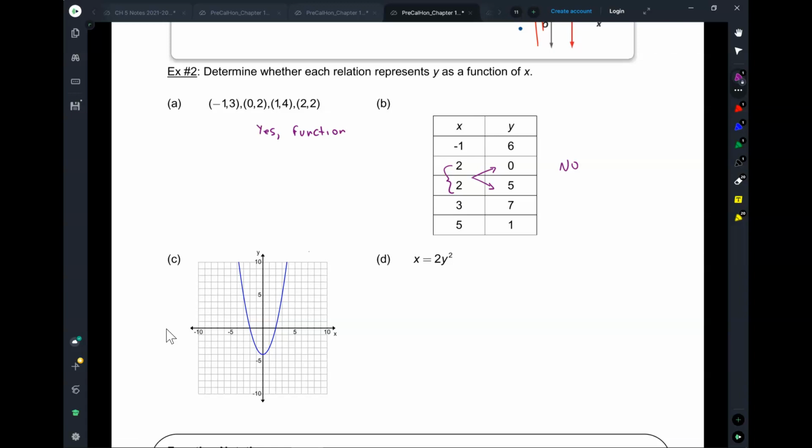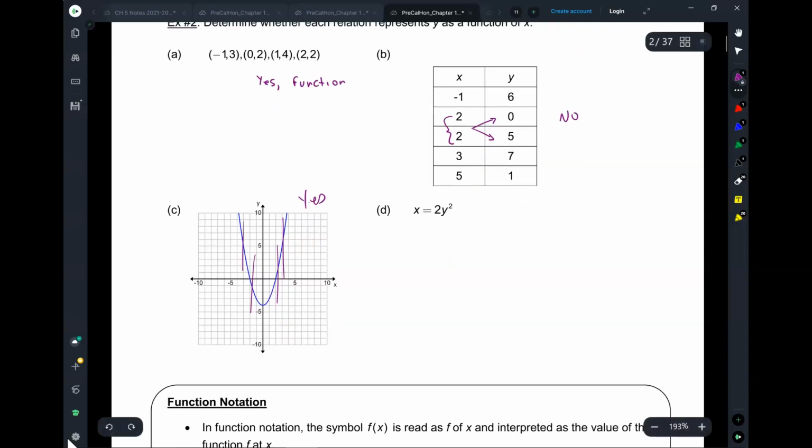Okay? What about the next one? Is the next one a function? Do the vertical line test. Because each vertical line passes through one point of this, yes, it's a function. Okay, take a look at this, right?